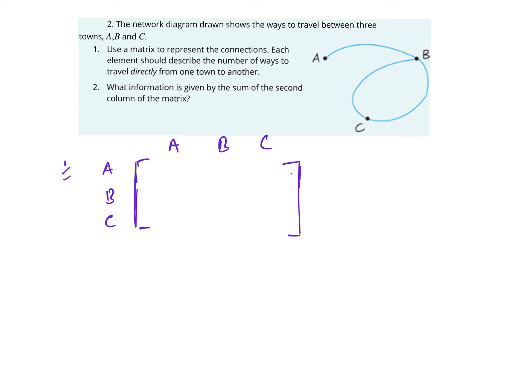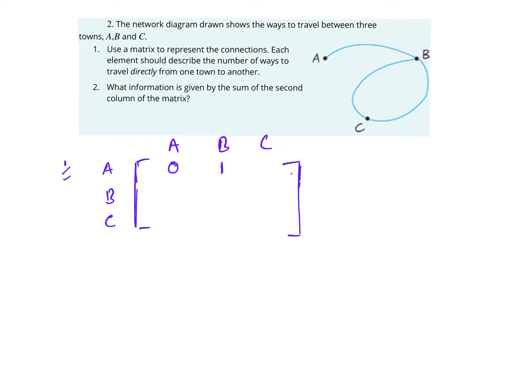Along the side and up along the top I have written the 3 towns, and I need to know what the connection is between those towns. So can I get from A to A? Well, I haven't moved anywhere, so therefore it would be 0. Now A to B, there is 1 connection.